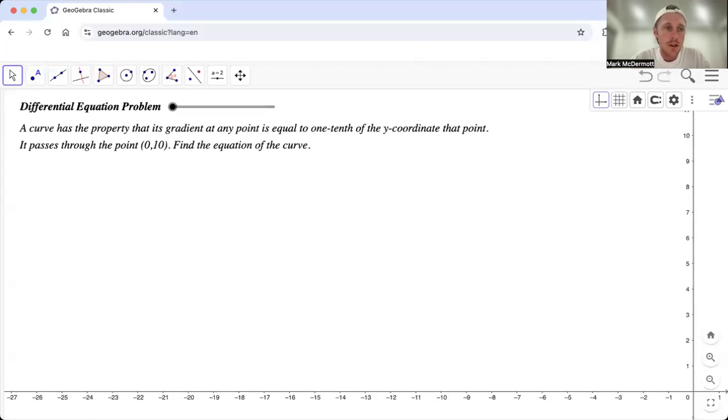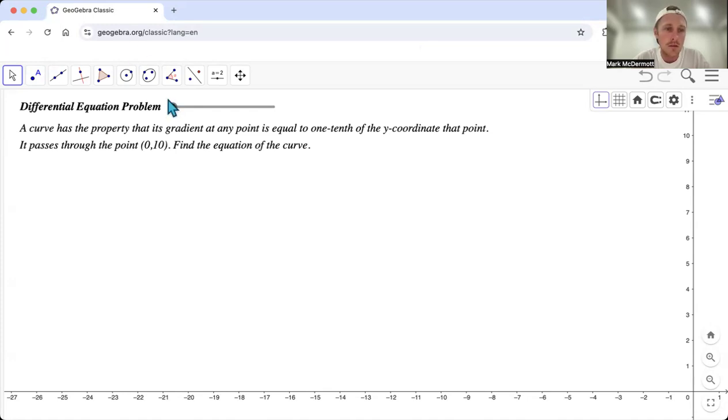So I'm going to look at a differential equations problem. I encourage you to get out a pen and paper, see if you can work it out before I talk through it. But the question says a curve has the property that its gradient at any point is equal to 1/10 of the y-coordinate at that point. It also passes through the point (0, 10). Find the equation of the curve.